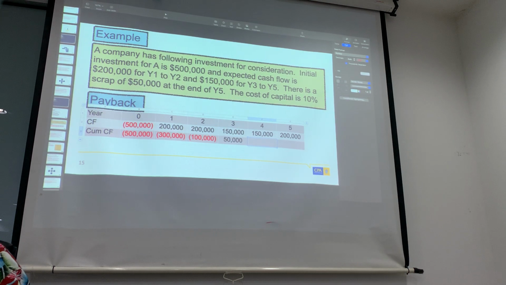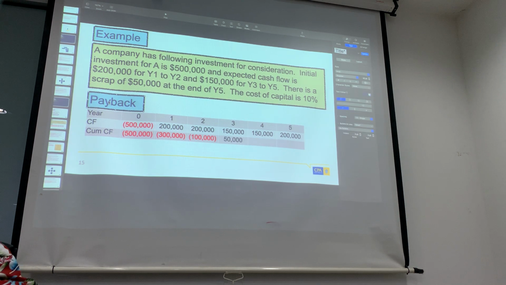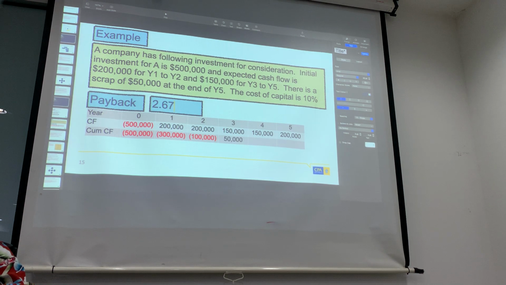Okay, so payback is when? 2 years. Half. 2.67 years. Can you get 2.67 years? Do you know how to get the number? You get 2.67 years.